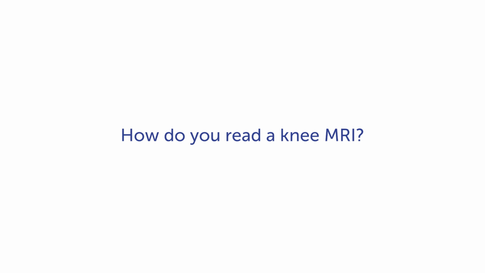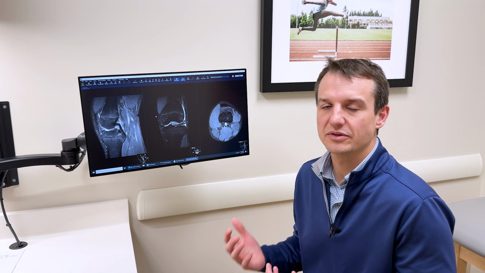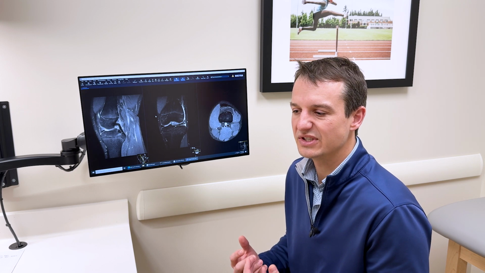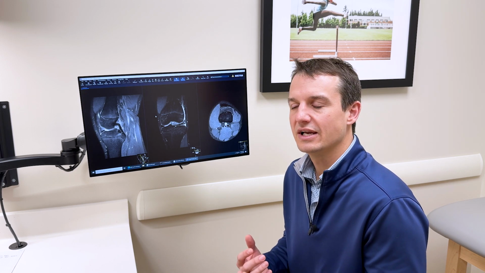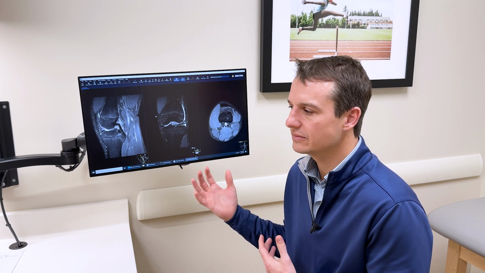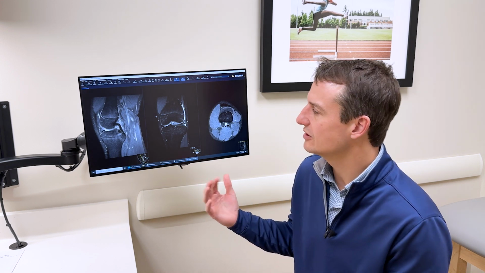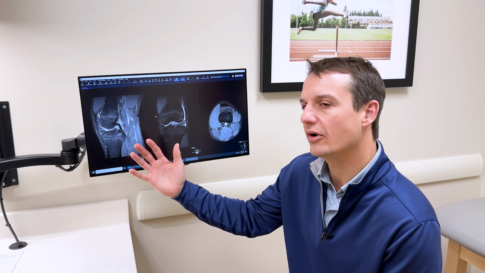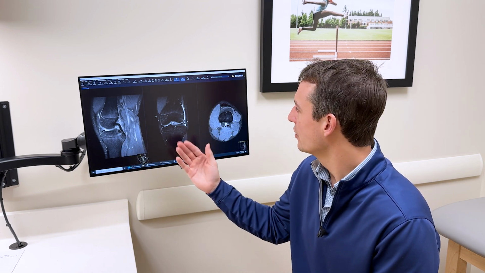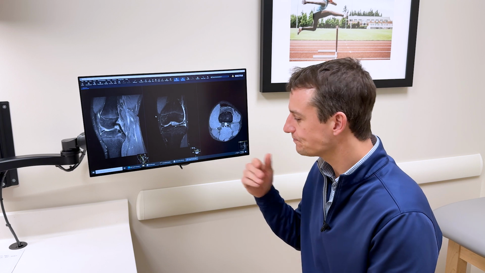How do you read a knee MRI? When I am teaching residents or fellows how to read a knee MRI, I think it's really important to get comfortable with the anatomy and then apply your anatomy knowledge to the MRI. And first thing I do with the knee MRI is I'll bring up all three planes. And so I'll bring up the sagittal, the coronal, and the axial images.